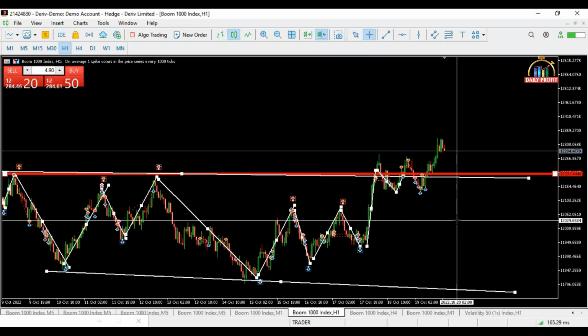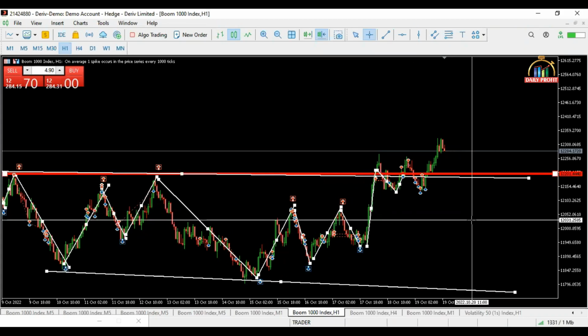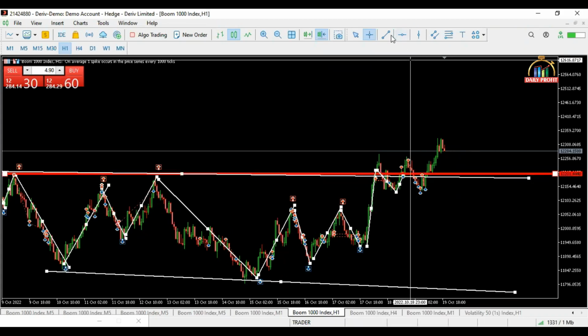A resistance line and support line. First of all, what I like doing is to identify a trend, to understand the trends, and so to draw a channel. First of all, I want to be able to draw a channel. And for us to draw a channel, what do we say are the vital things that you need to be guided with?